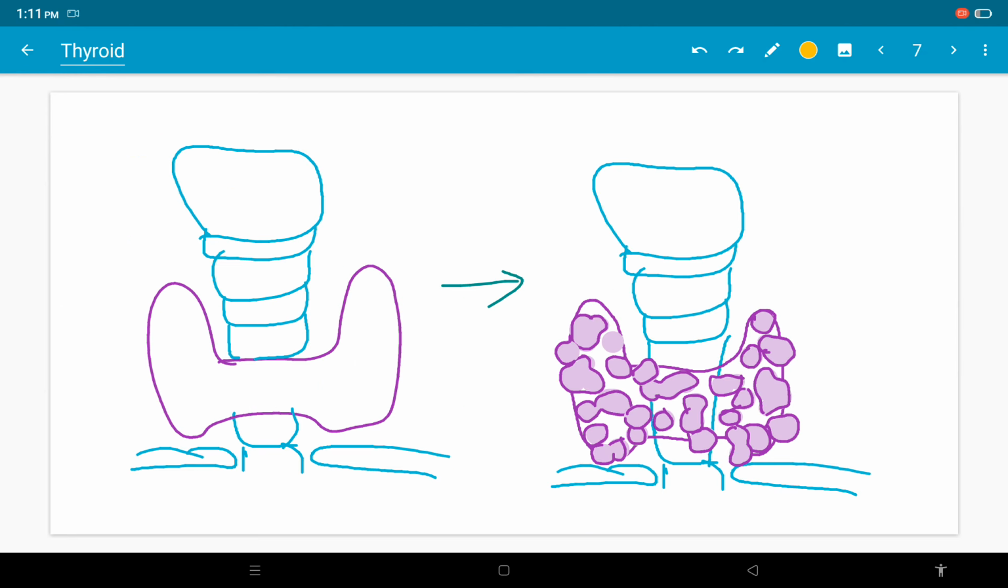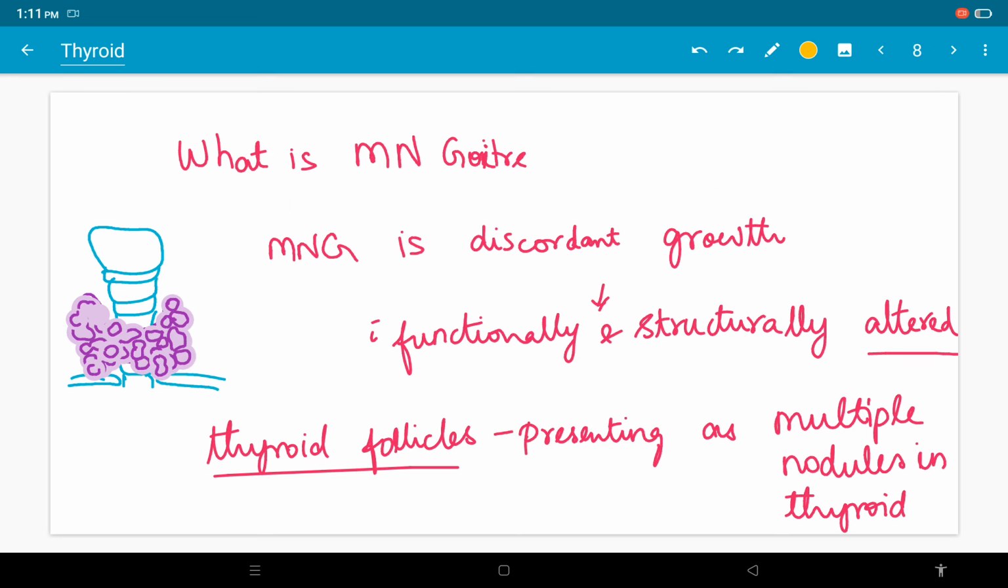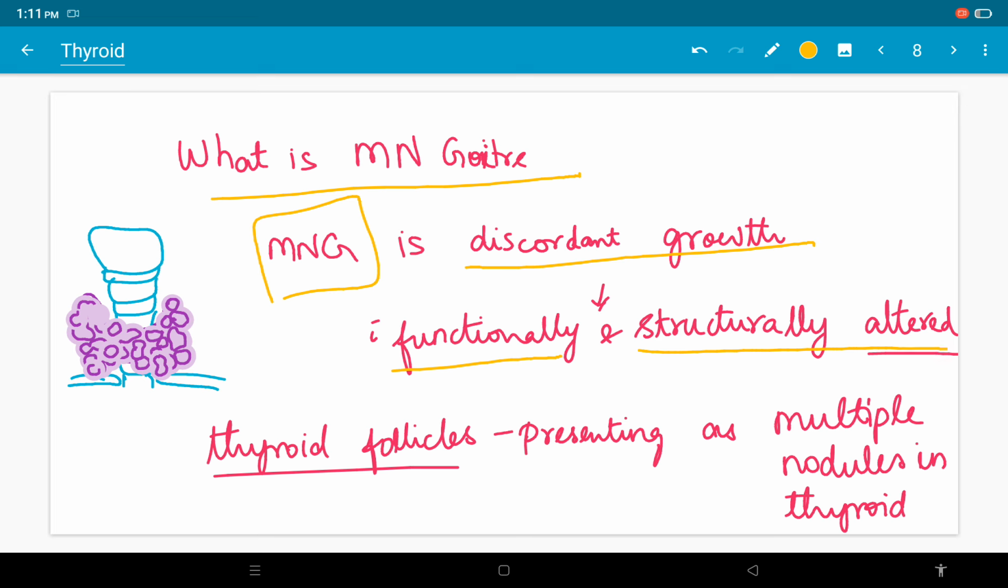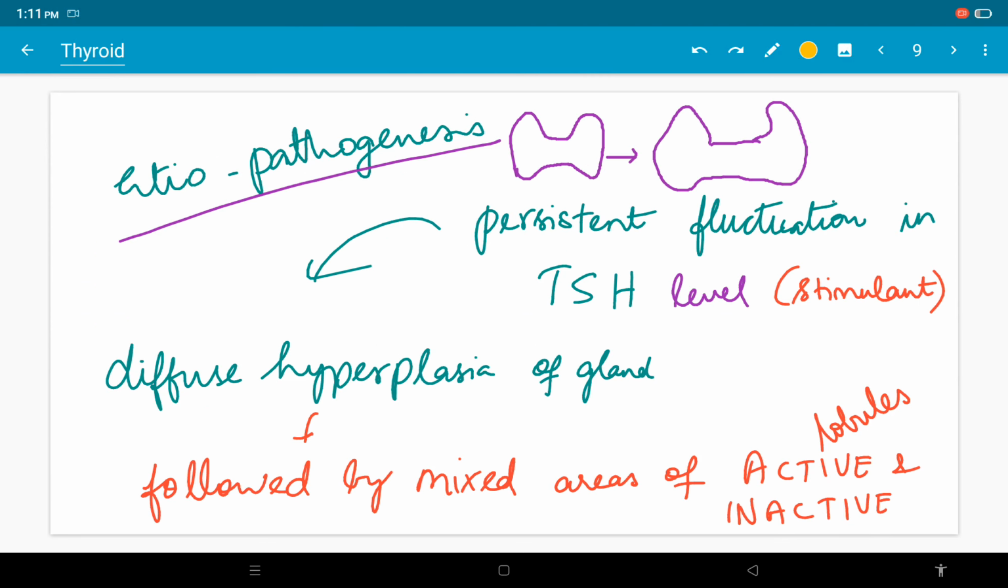For multinodular goiter, you should also draw a simple diagram for understanding. This is the normal thyroid gland, this is your goiter, and multiple nodules signify multinodular goiter. What is MN goiter? MNG will denote multinodular goiter from now on. MNG is discordant growth in which functionally and structurally altered thyroid follicles are present. Not only structurally, there are also functionally altered thyroid follicles. They don't function normally. It presents as multiple nodules in the thyroid gland. So it is just a basic introduction to multinodular goiter.